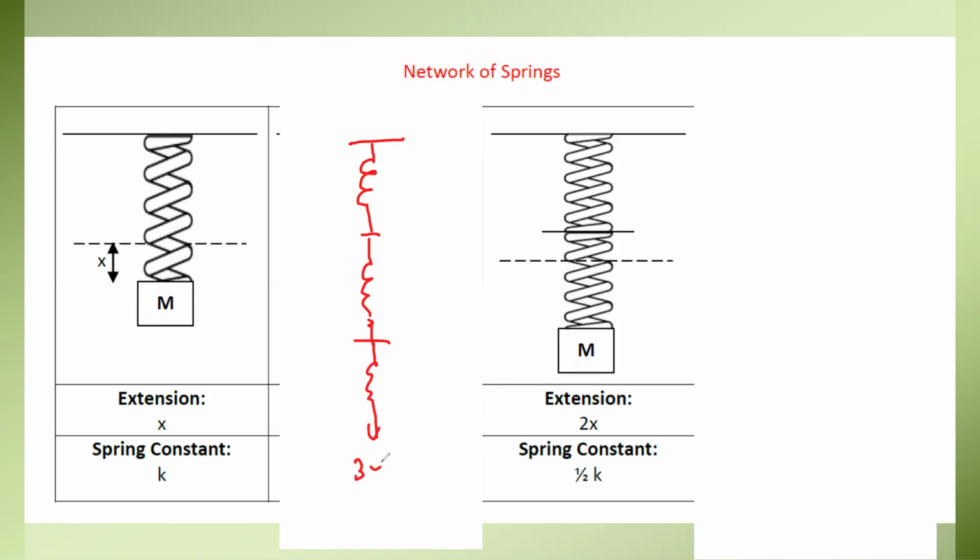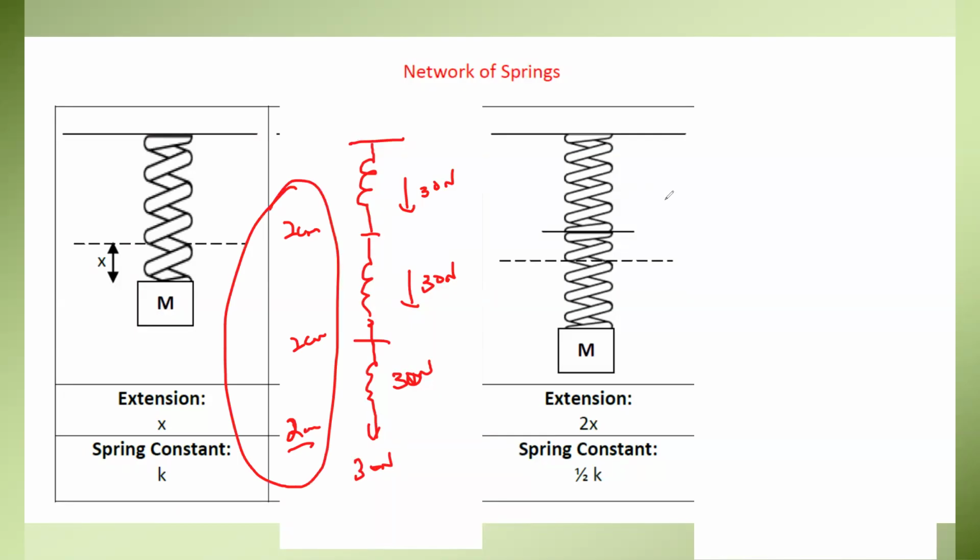So if I attach a force of 30 Newton, this will experience 30 Newton, this will also experience 30 Newton, and this will also experience 30 Newton. If this increases 2 centimeter, this increases 2 centimeter, and this also increases 2 centimeter, what will be the total extension of the system? The total extension of the system will be 6. And the total force is 30. So 30 divided by 6, the spring constant will be 5 Newton per centimeter.